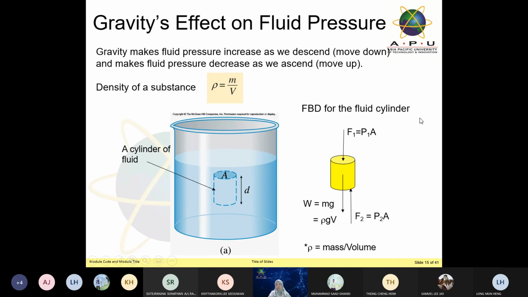Okay. So we take a break first for 5 minutes before we enter the gravity effect on fluid pressure. Okay. 10 minutes. Okay.